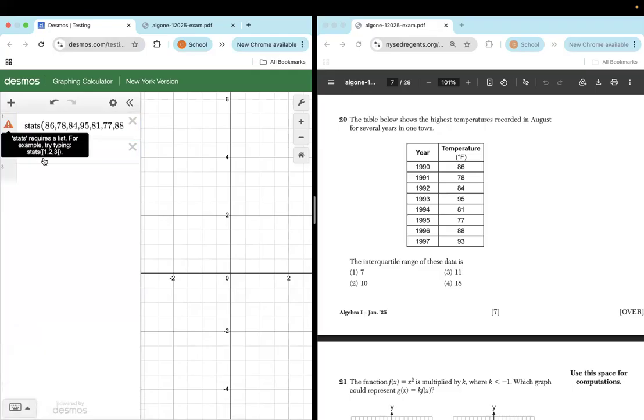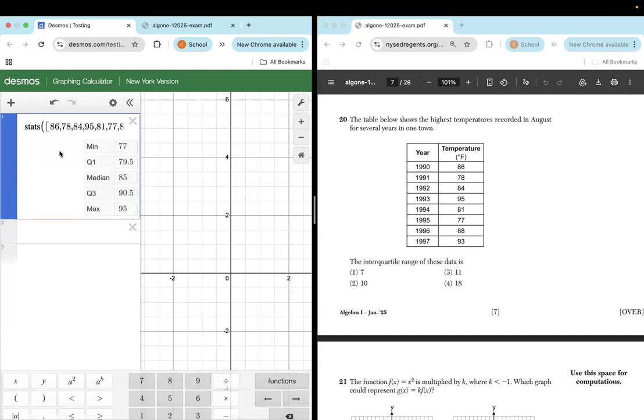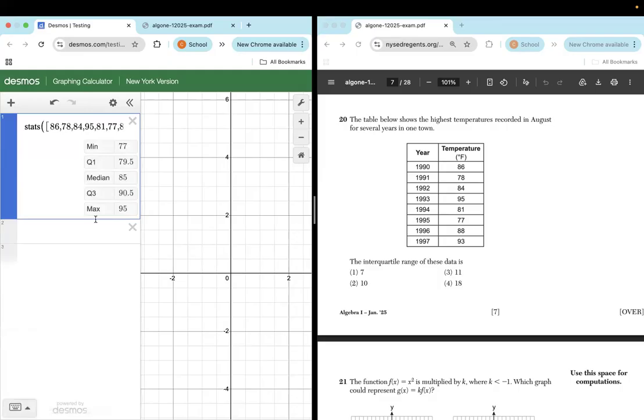Okay, now I did this on purpose because I do want you to see that if you type something wrong and you get an error, read what the error tells you. It says stats requires a list. For example, try typing. It's basically telling me how to type it properly. And look at that example. It gives me square brackets around the numbers. So we want to put our list of numbers in square brackets as well. And then it'll give us everything we want. Q1 and Q3. Okay, so our Q1 is 79.5, our Q3 is 90.5.